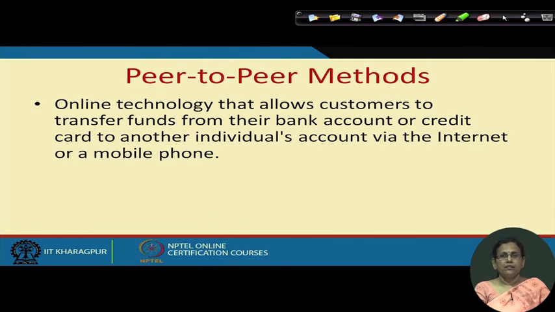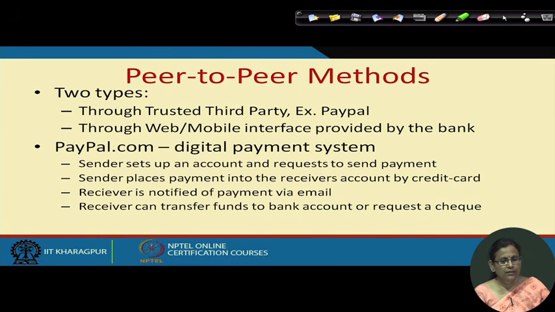There are many peer-to-peer methods, which is an online technology that allows customers to transfer funds from their bank account or credit card to another individual's account via internet or mobile phone. There are two types of payment methods under this: through a trusted third party like PayPal, or through web or mobile interfaces provided by the bank. PayPal is a third party digital payment system. Here the sender sets up an account and requests to send the payment. The sender places the payment into the receiver's account by credit card or some mechanism. The receiver is notified of the payment via email, then the receiver can transfer the funds to the bank account or request a check.